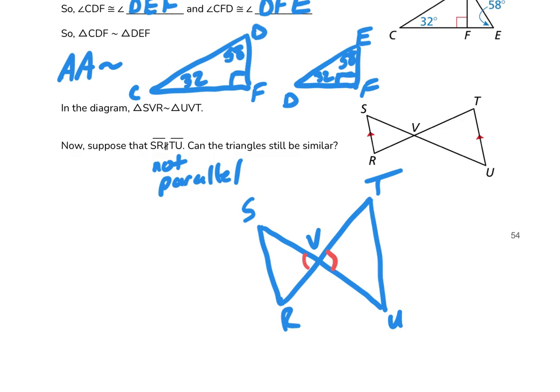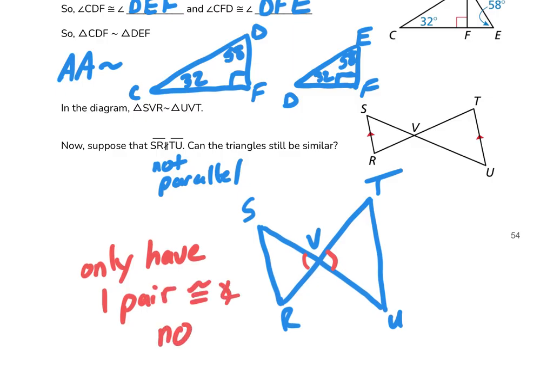If SR and TU are not parallel, then we don't know if we have vertical angles or alternate interior angles. So all we have is vertical. Is one pair of angles enough? Because what's the theorem say today? How many do we have to have? Got to have two. One pair is not enough. We need to have two pairs. Okay? So if those two lines are not parallel, we only have one pair of congruent angles. So we would say no. They're not similar.